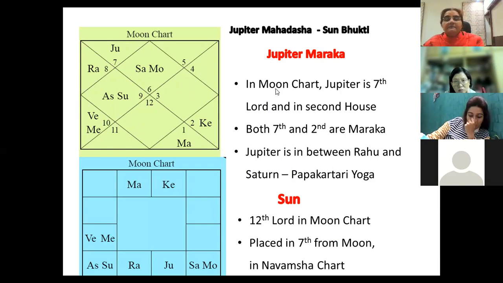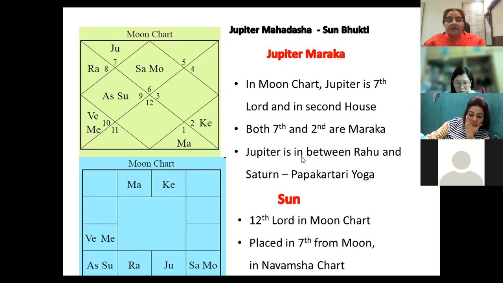Jupiter is Marka. In the Moon chart, Jupiter is the 7th Lord and is in the 2nd house. So both are Marka houses. Remember, it is both the 2nd Lord and 7th Lord, plus the planets posited there. They all play the role of Marka. Both 7th and 2nd are Marka.